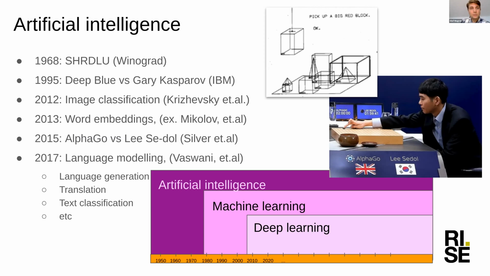In 97, Deep Blue won over Garry Kasparov in chess. 2012, a deep neural network beat the existing champions on image classification. 2013, we started to get learned word representations, word embeddings, into the mainstream NLP pipelines. And 2015, AlphaGo beat Lee Sedol in the game of Go. In 2017, we had a breakthrough in language modeling with transformer models, which have ever since been the state of the art on language generation, translation, text classification, and so on.